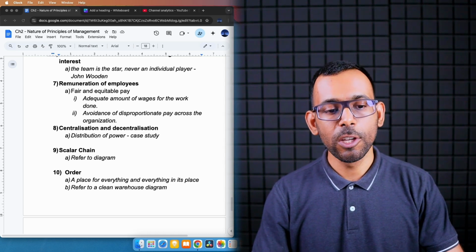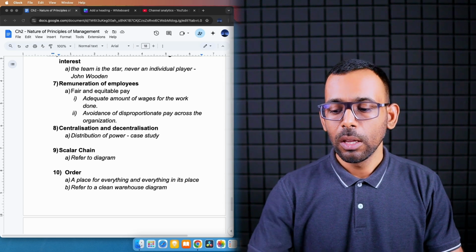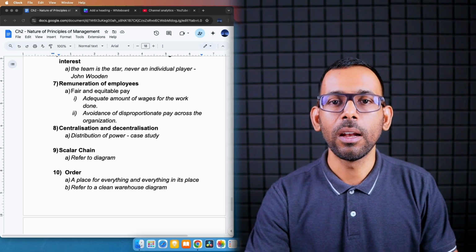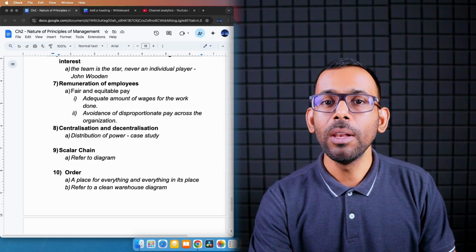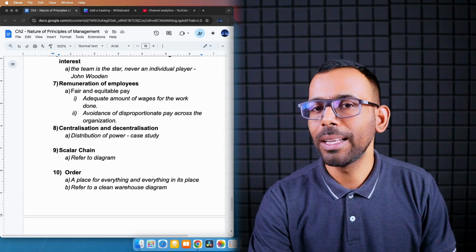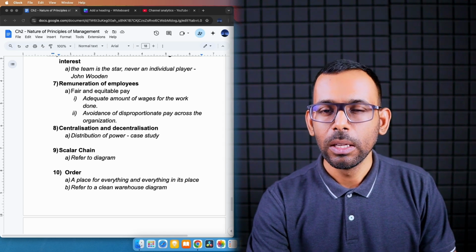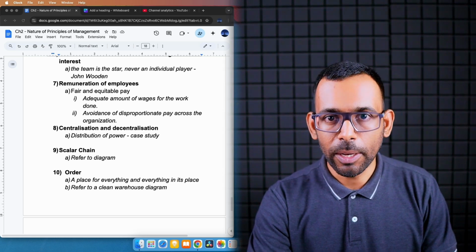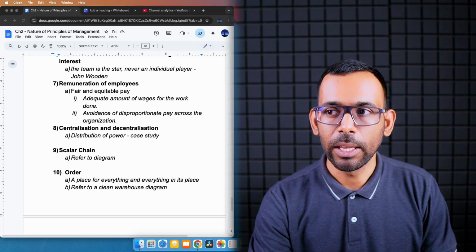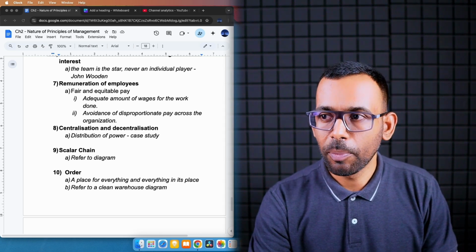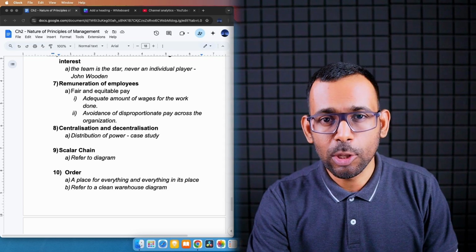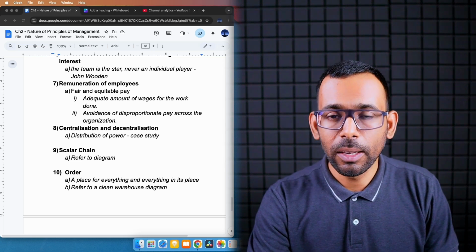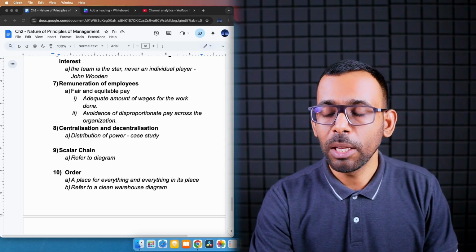The second point is avoidance of disproportionate pay across the organization. When you grow up and get into a job, you may also see this tendency that in many companies, the people at the top receive a disproportionately high wage and the people at the bottom receive a disproportionately low wage. The guys in top management may have extremely posh cars, private flights, and access to all premium perks, but at the same time, in the same factory, the people at the operational level might not even get minimum wage.